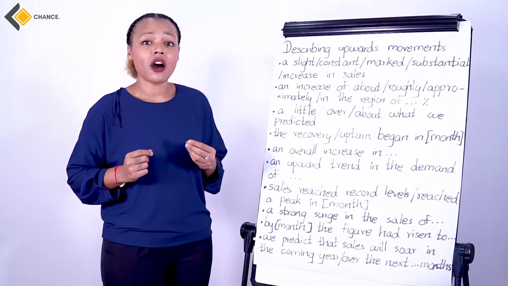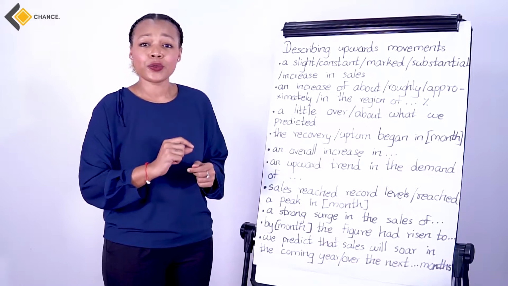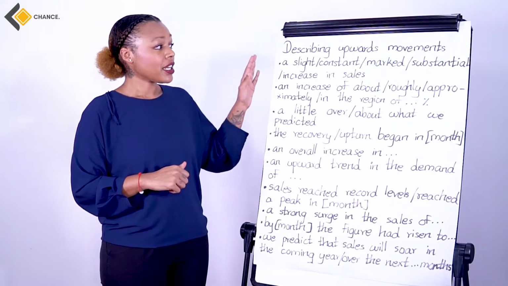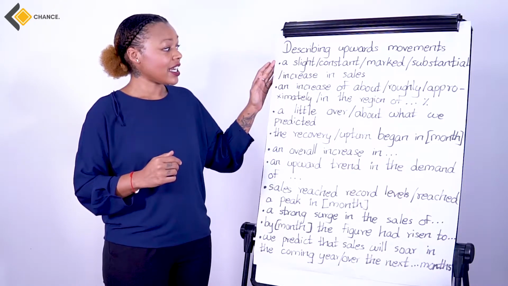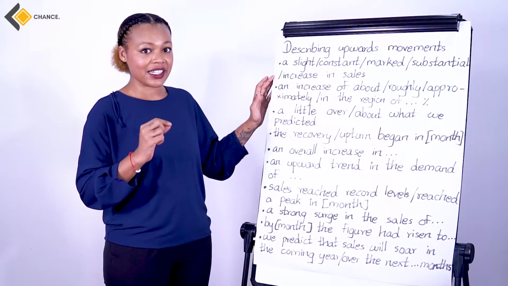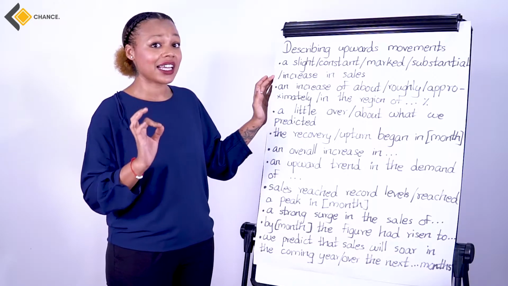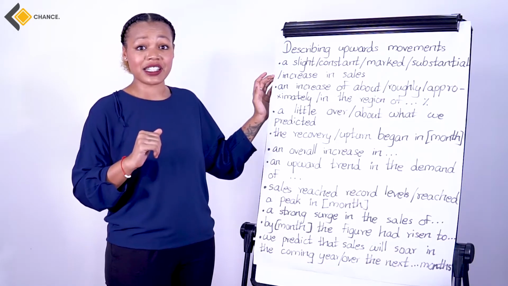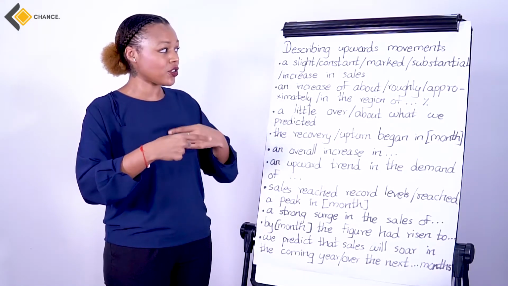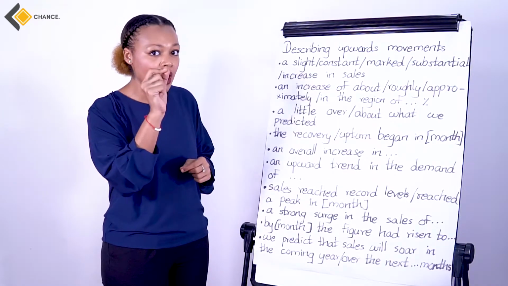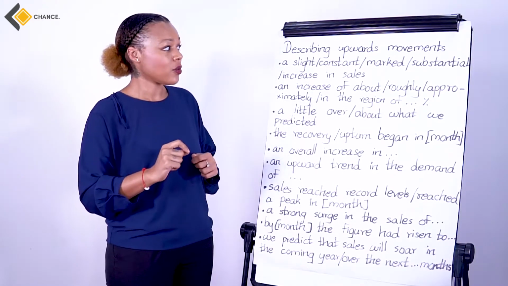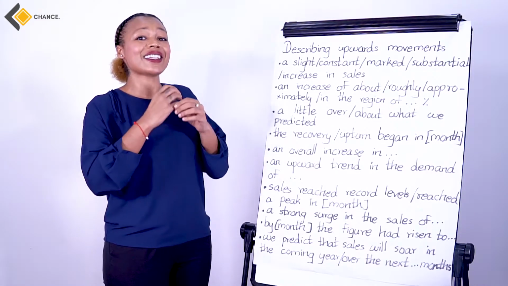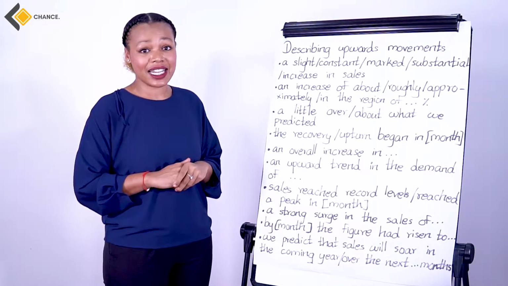Let's have a look at upward movements. Let's go through some nice vocabulary that you can use to help you do that. So, like before, we could say a slight increase in sales. We have seen a slight increase in sales. We have seen a constant increase in sales. This means it just keeps on going. It's constant. A marked, think about marking something. We have seen a marked increase in sales, or we have seen a substantial increase in sales.